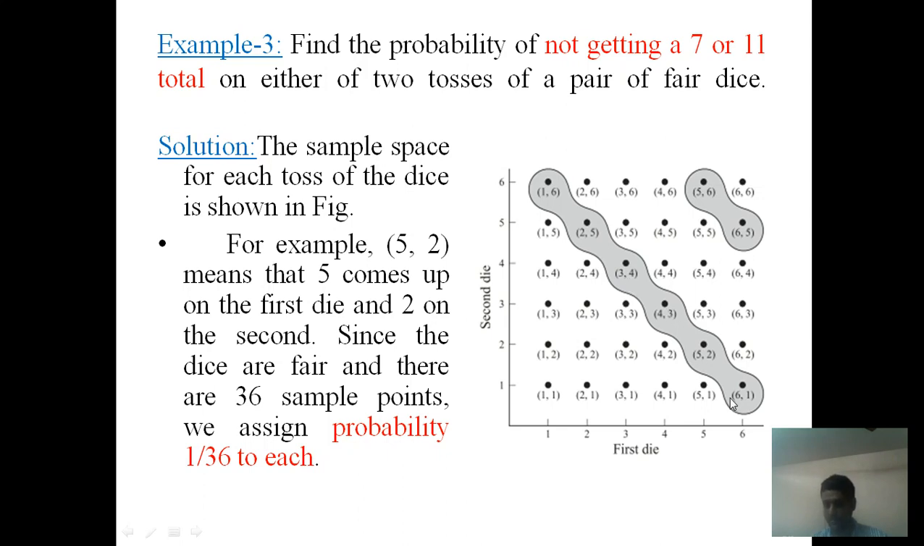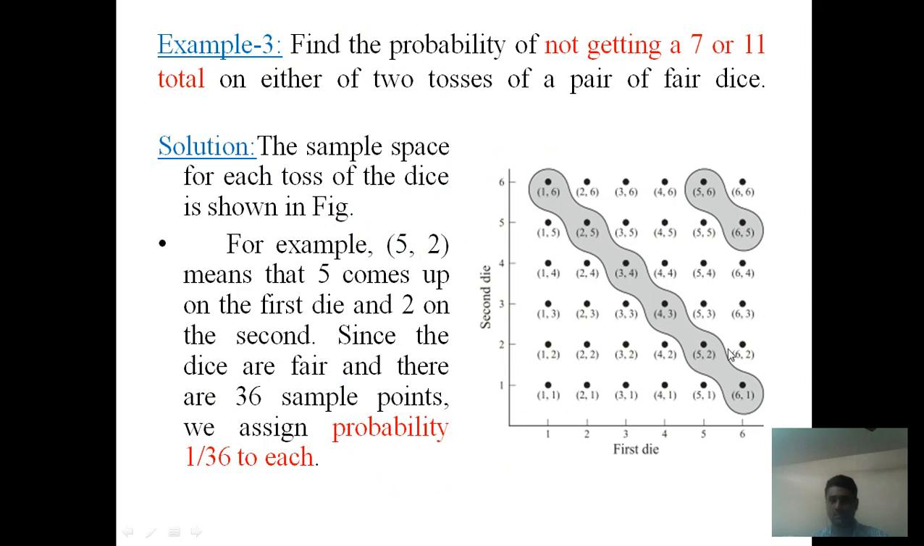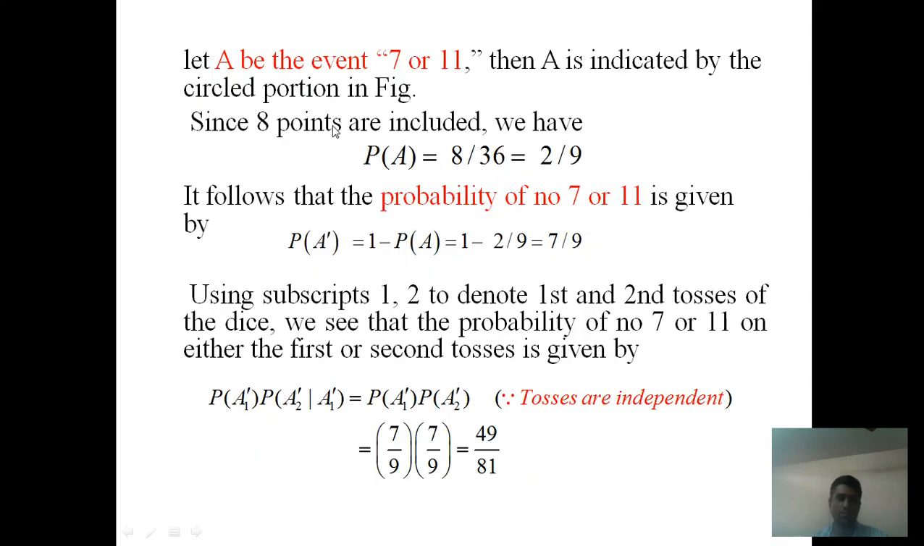6 plus 1 is 7. So 7, 5 plus 6 is 11, 6 plus 5 is 11. So these highlighted cells represent the probability of getting 7 or 11. Since there are 6 plus 2, so a total of 8 points are included. So probability of event A is 8 divided by 36, and after simplification it leads to 2 by 9.